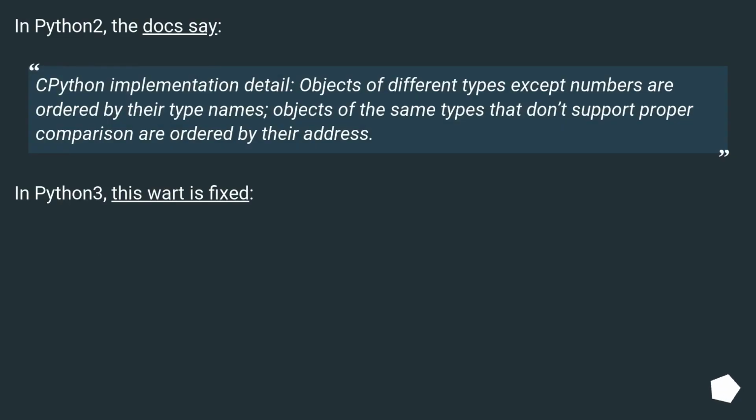In Python 2, the docs say, Python implementation detail, objects of different types except numbers are ordered by their type names. Objects of the same types that don't support proper comparison are ordered by their address. In Python 3, this is fixed.